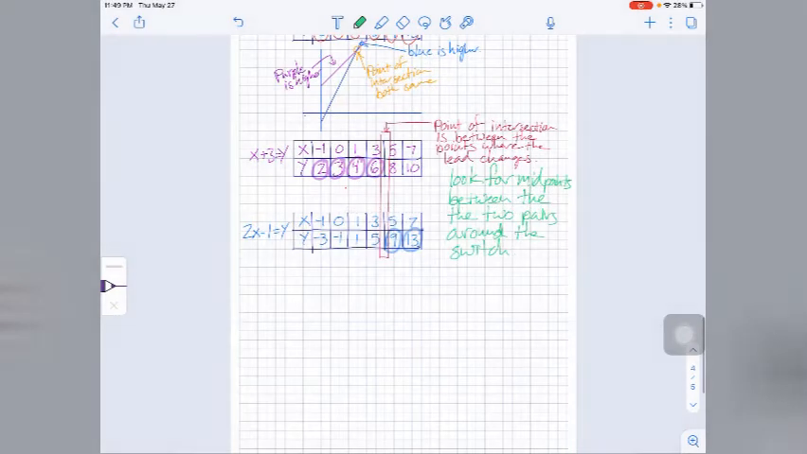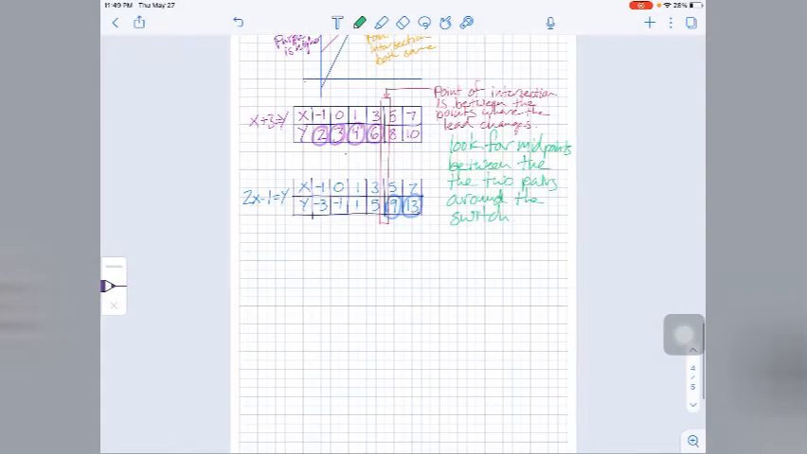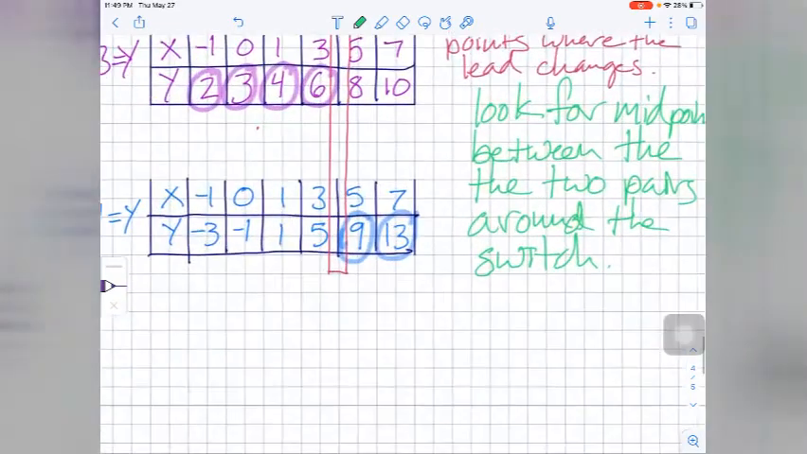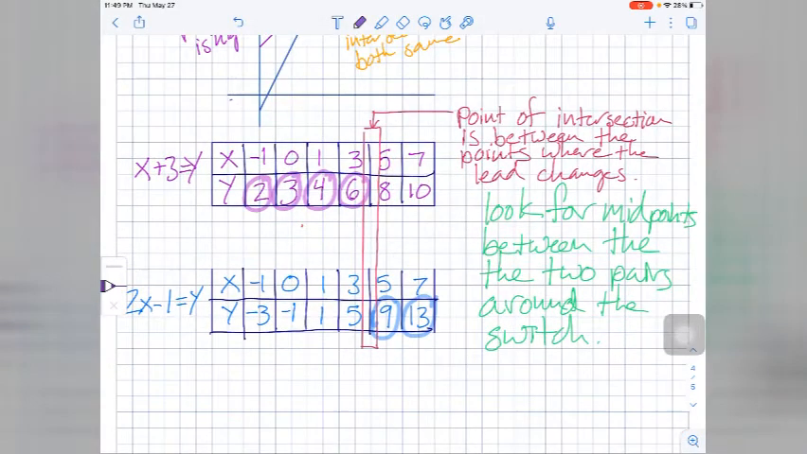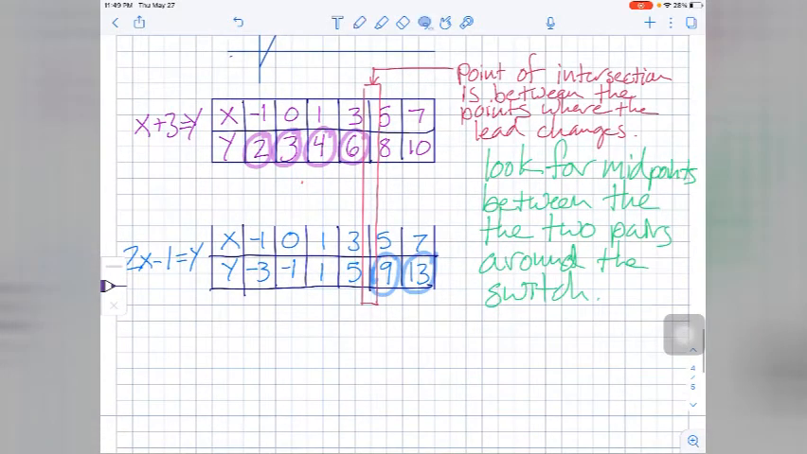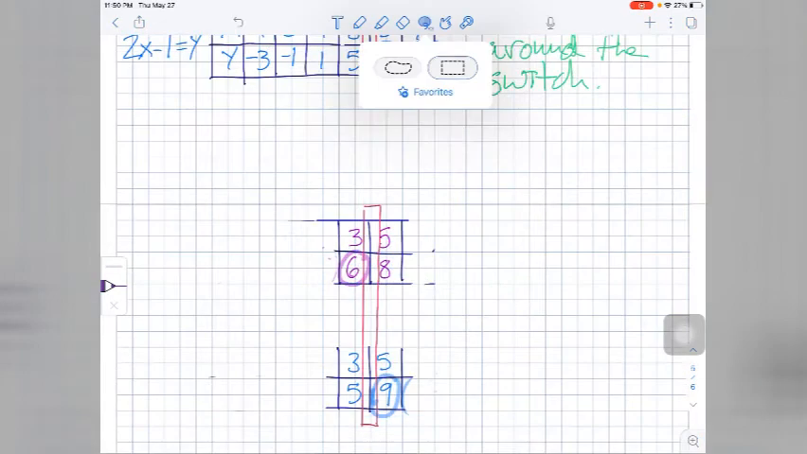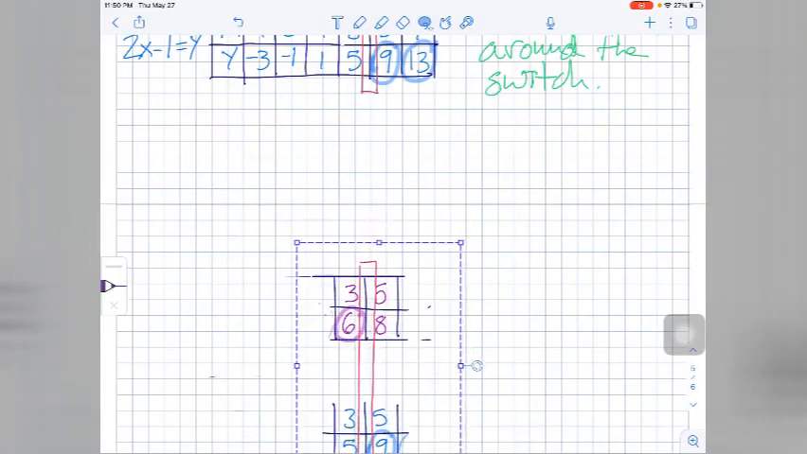So when I look for the two pairs, I look for the pairs around the switch. One thing I can do is say, all right, well, here on top, what is the midpoint between 3 and 5? You know what I'm going to do? I'm going to draw a square around just this part here. What is the midpoint between 3 and 5?